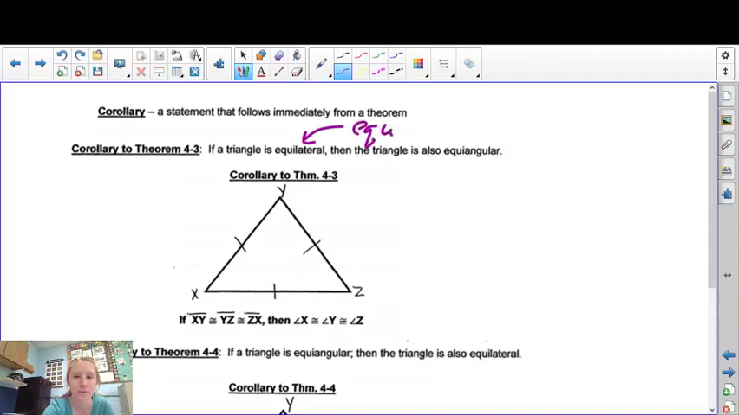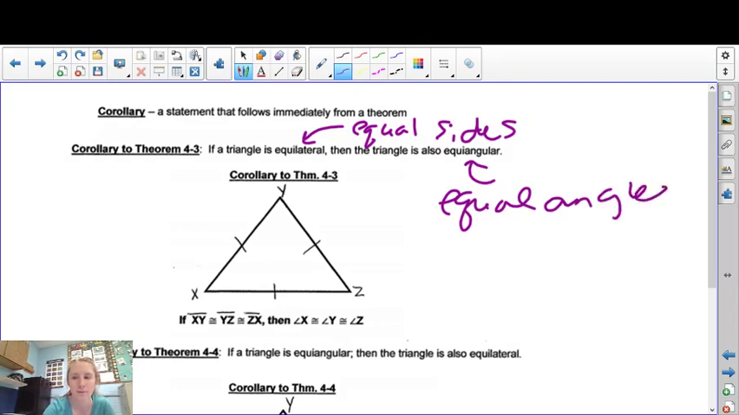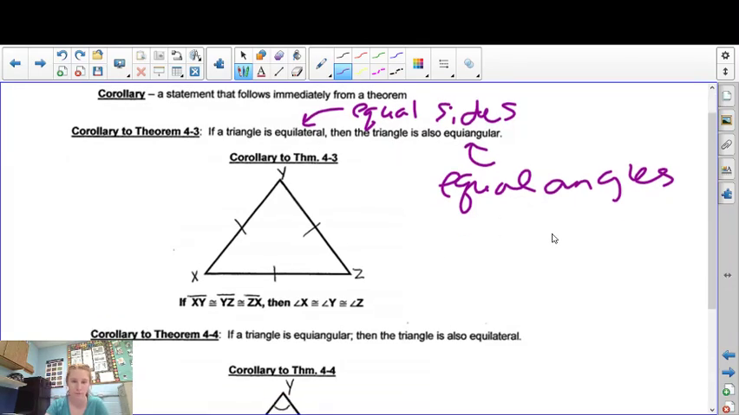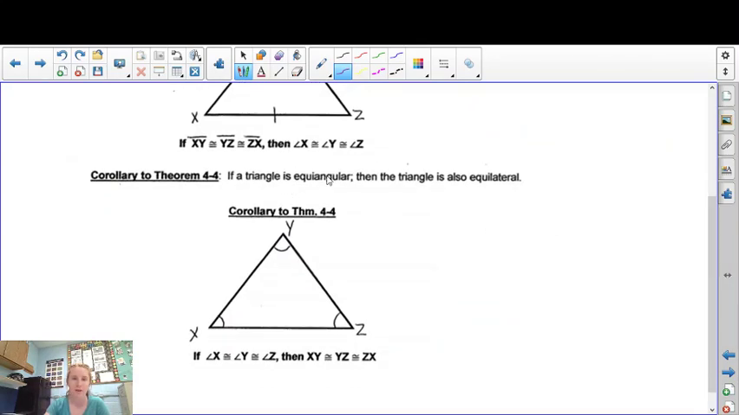Equal sides. Equiangular: equal angles. So if all the sides are equal, all the angles are equal. Makes sense. If a triangle is equiangular, then it's also equilateral. So again, going backwards. If all the angles are equal, then the sides have to be equal.